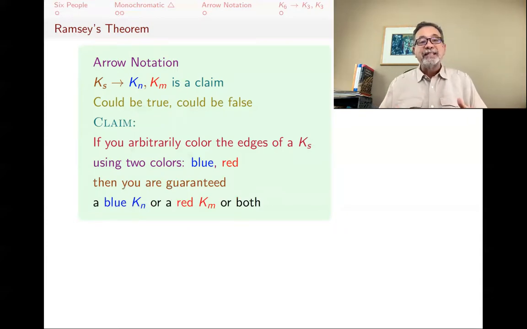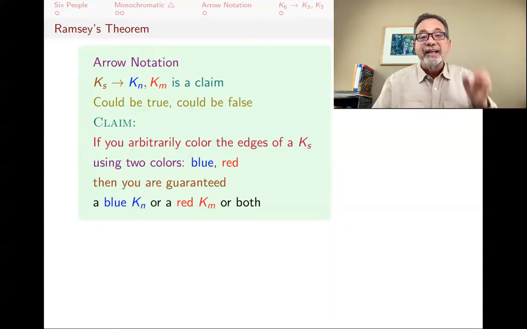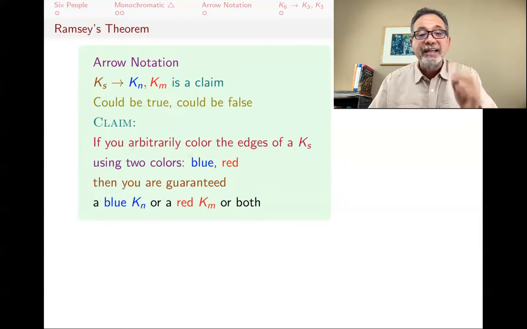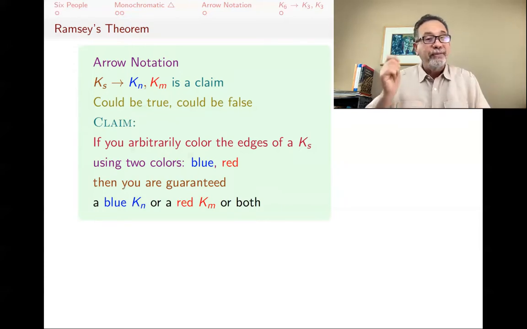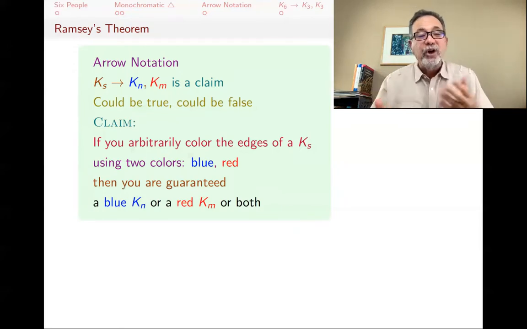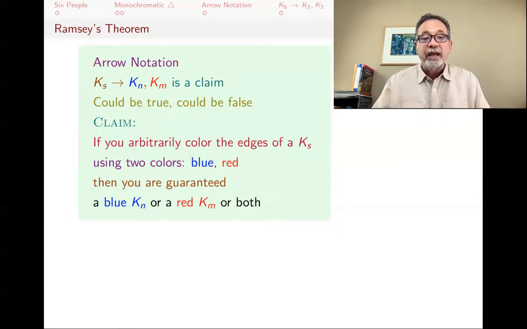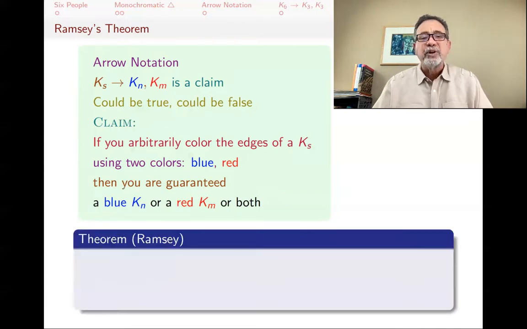I'm not saying that the Kn can be blue or red. If you're going to give me a Kn, it has to be blue. And the Km you're going to give me has to be red. So I'm saying a blue Kn or a red Km or both. If both happen, again, "or" in mathematics is always inclusive. So Ramsey's theorem says that such a number exists: if S is large enough, this will happen.